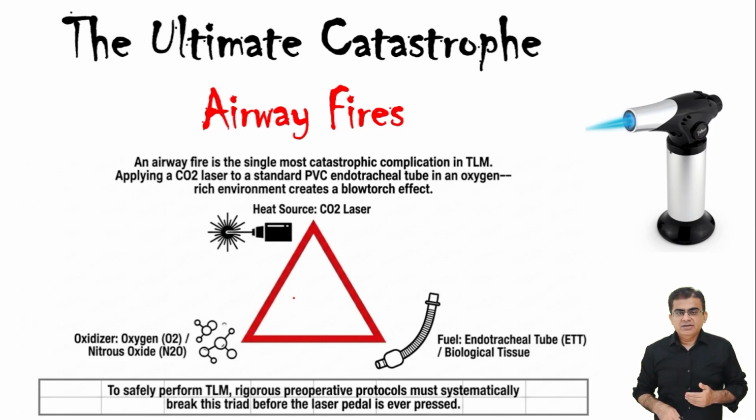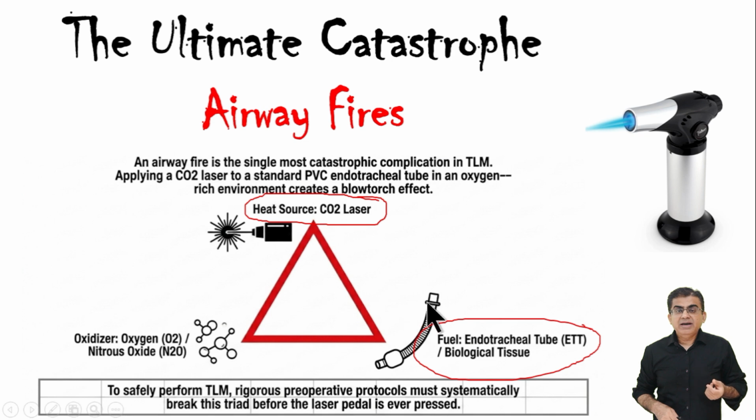First, look at the top of the triangle. You need a massive heat source, which is your active CO2 laser. Second, look at the bottom right corner. You need a physical fuel source to burn. In our operating room, this fuel is usually the plastic endotracheal tube or the patient's biological tissue. Finally, look at the bottom left corner. You need a strong oxidizer to feed the flames. This oxidizer is the combination of oxygen and nitrous oxide gases provided by your anesthesia team.